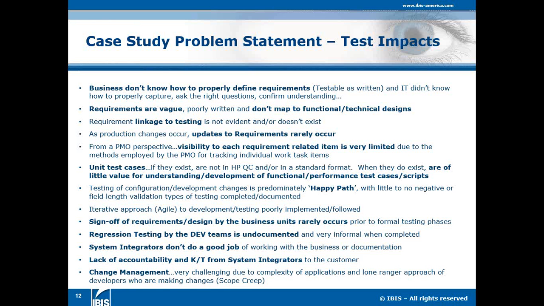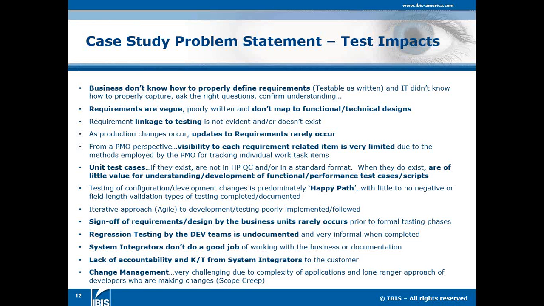Requirements are vague. They don't map to the functional or technical designs. Linkage to requirements is missing. Updates to requirements rarely occur when we make changes. Unit test cases are of little value for understanding the development of the functional performance test cases and scripts. We do happy path testing. Sign-off on requirements or the design by the business rarely occurs. Regression testing by the development team is undocumented.